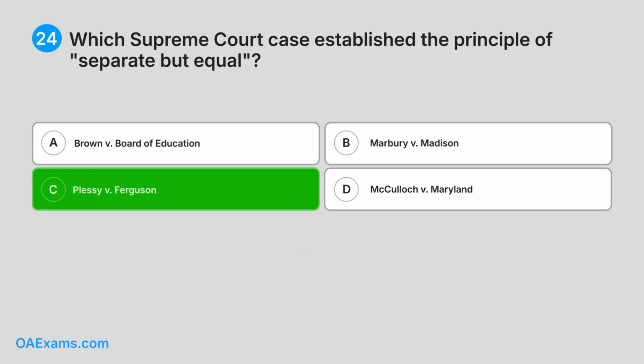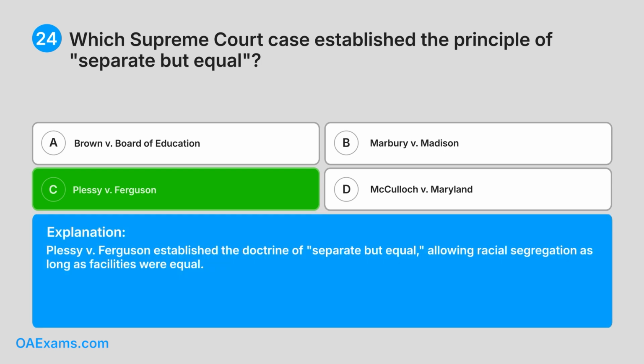Correct answer. C. Plessy v. Ferguson. Explanation. Plessy v. Ferguson established the doctrine of separate but equal, allowing racial segregation as long as facilities were equal.